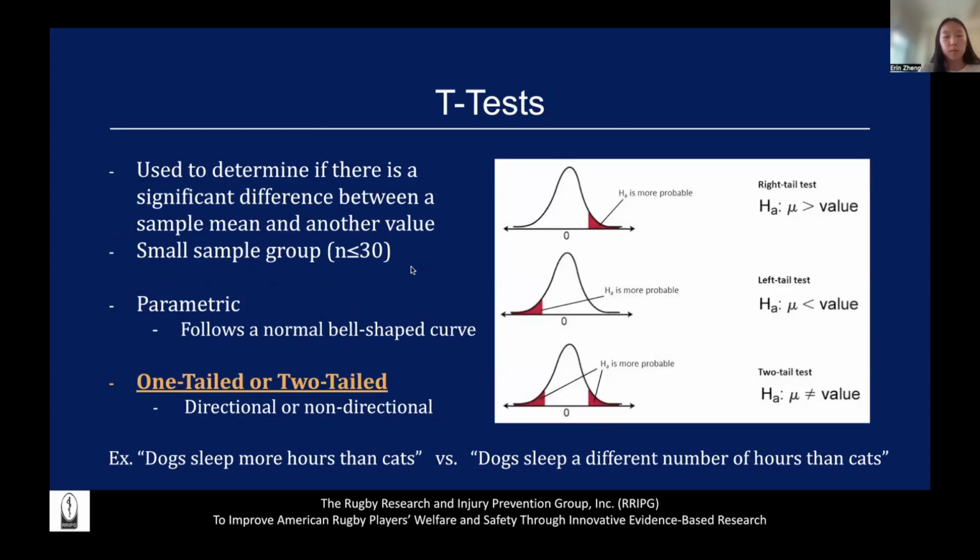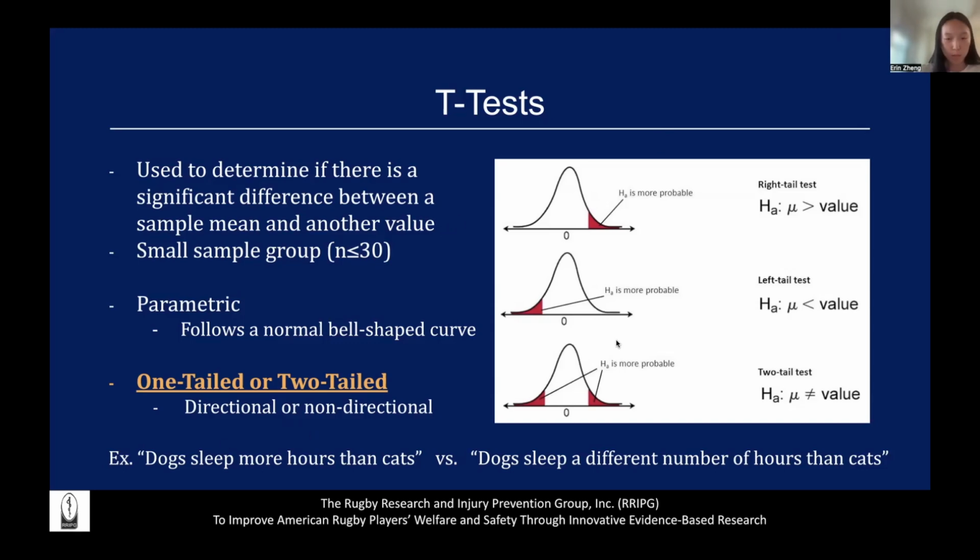So now I'm going to talk about t-tests, and they're used to determine if there is a significant difference between a sample mean and another value. And I'll talk more about that when I talk about the different types of t-tests. And they're usually used for a small sample group, so with the number of participants being less than or equal to 30, because otherwise you would use a z-test, and I'm not going to talk about that in this presentation. And t-tests are parametric, which means they have a normal distribution and they usually follow a normal bell-shaped curve. And they can be either one-tailed or two-tailed, which means they're directional or non-directional.